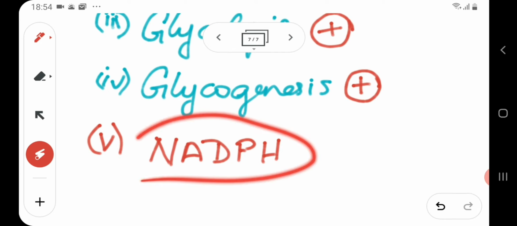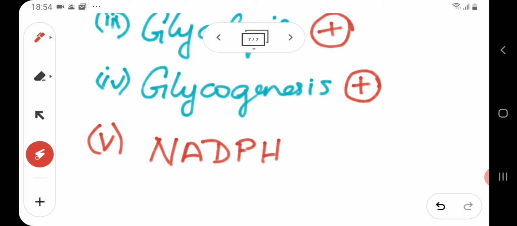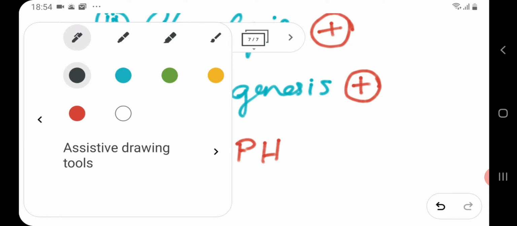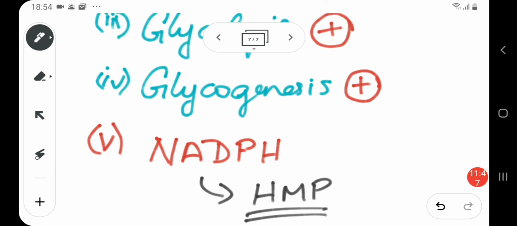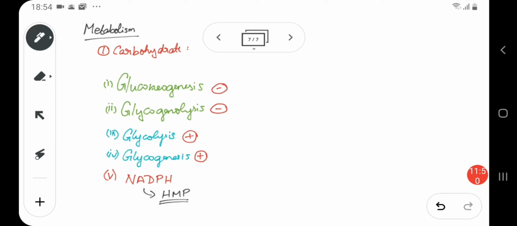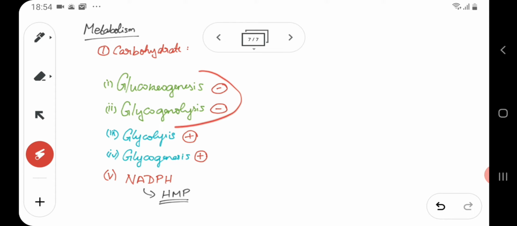Now coming to NADPH. Insulin increases the NADPH levels. It does so by increasing the HMP shunt pathway. So this is the metabolism of carbohydrate. Gluconeogenesis and glycogenolysis are inhibited, glycolysis and glycogenesis are promoted, and NADPH levels are increased.